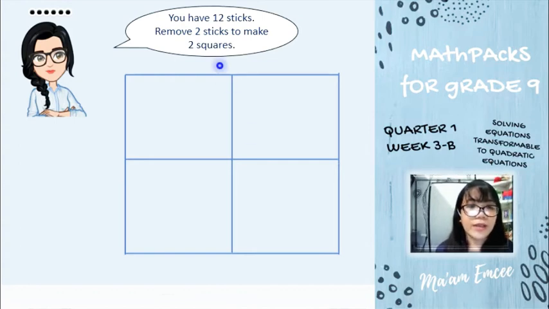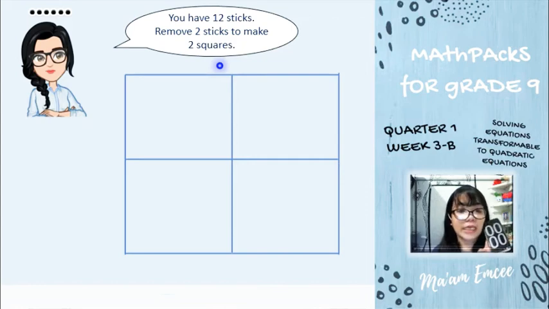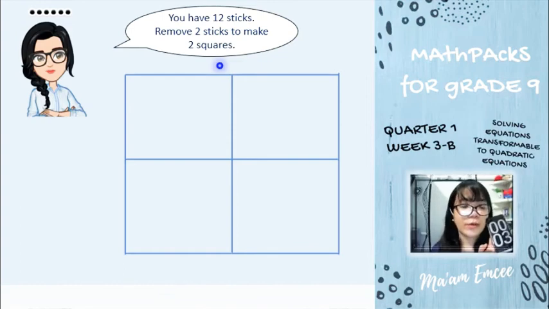Again, we still have 12 sticks here. What we are going to do is remove 2 sticks. This time, we need to get rid of the 2 sticks to make 2 squares. And again, you will have 20 seconds to do that, and your time starts now. Again, 12 sticks, you will be removing 2 sticks to make 2 squares. Can you do that?